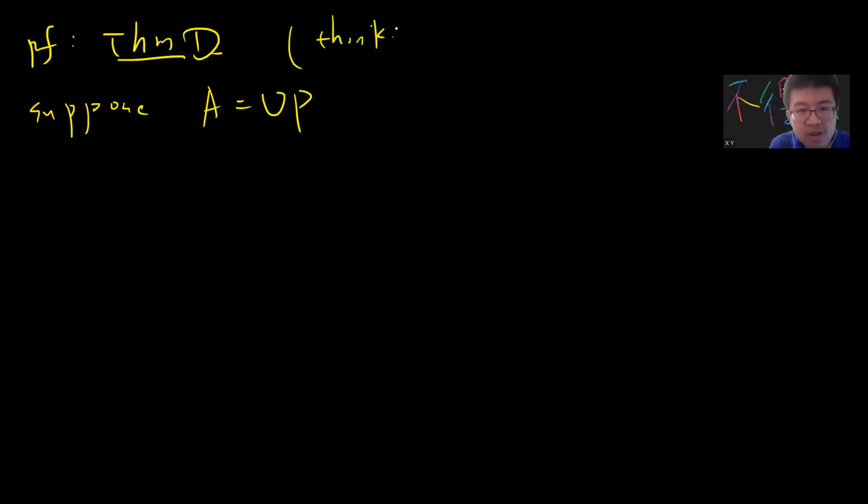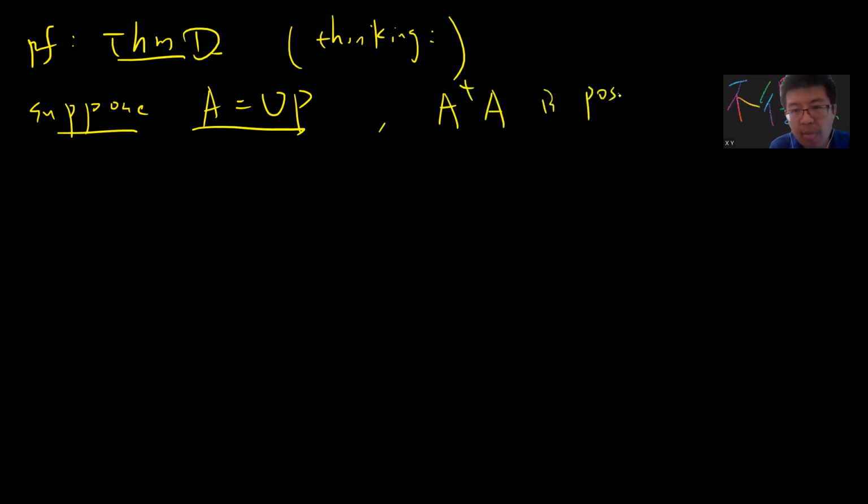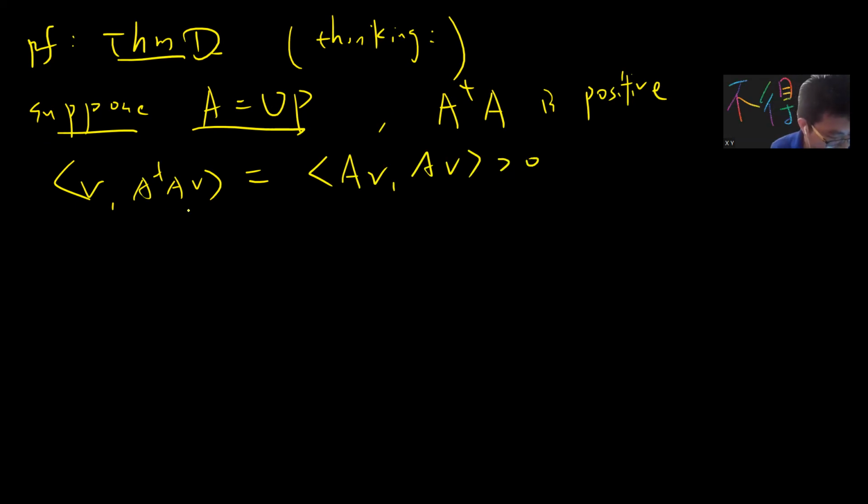Okay, so the idea is the following. Suppose A is UP, and I want to find P. This is a slightly weird proof, so I should say this is a thinking process. Let's suppose A equals UP. Then obviously A dagger A is positive. You can prove this trivially, because this is the same as the inner product of Av with Av, which should be positive for any non-zero v.